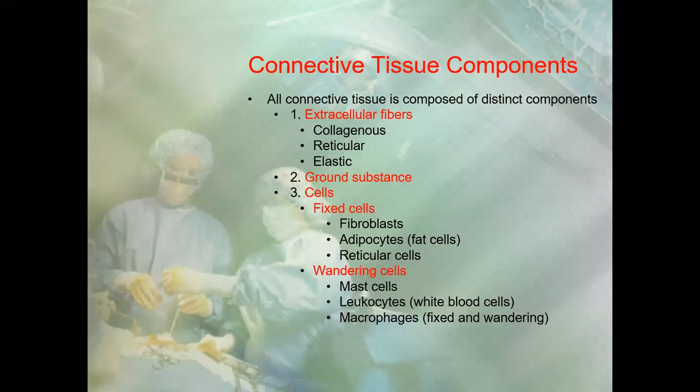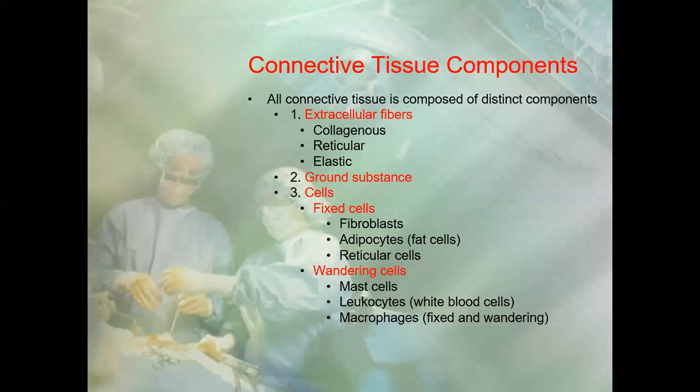We've got our extracellular fibers, which obviously are fibers outside of the cell. We have our ground substance, which is kind of like our basement. It's the foundation. We've got different kinds of cells. We have fixed cells, and what that means is they don't move around. They stay where they are. Fibroblasts, adipocytes, you know what those are. Well, hooked on phonics, it's right there, fat cells.